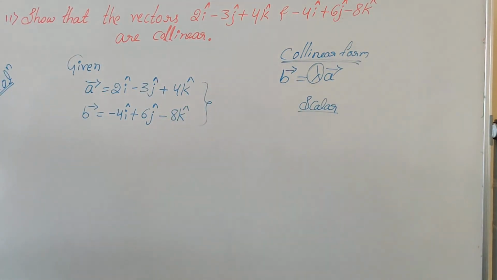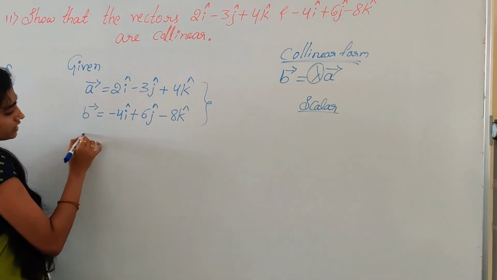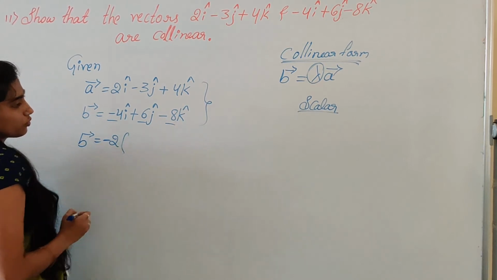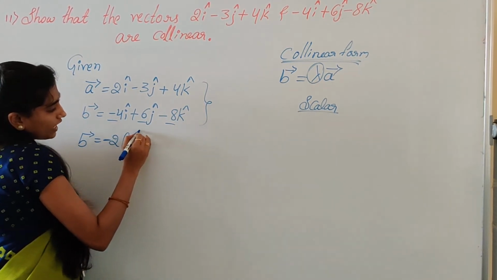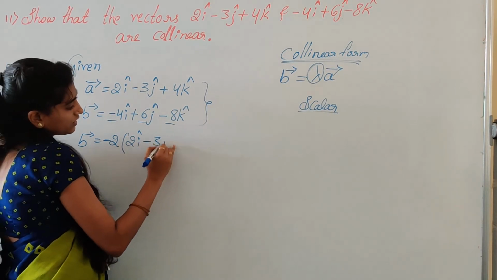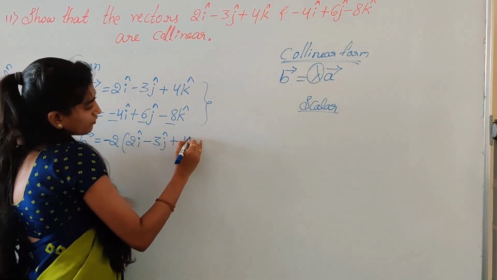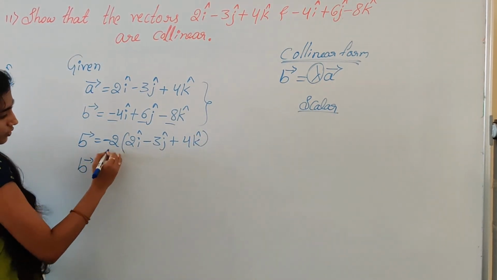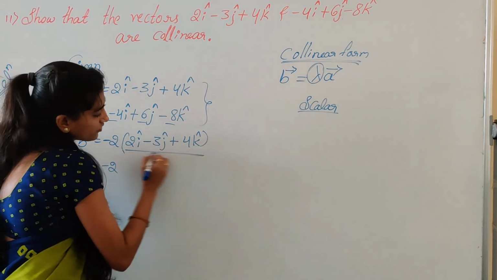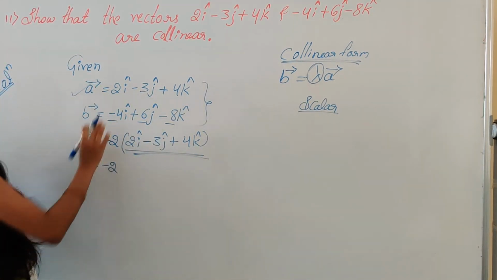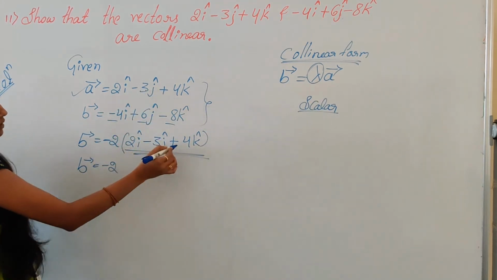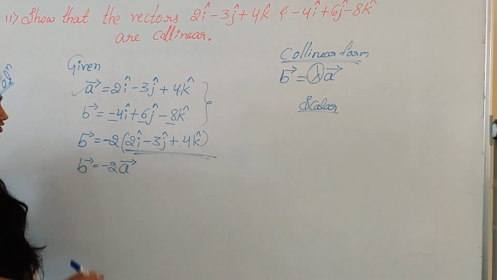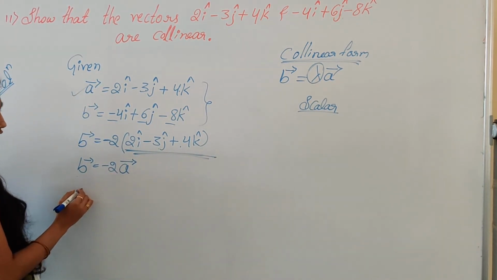Vector B is equal to lambda into vector A. Now check here, vector B is equal to, here the common term is minus 2, then remaining 2 I cap minus 3 j cap and plus 4 k cap, right? So vector B is equal to minus 2 as it is. This will be vector A. Vector A is equal to 2 I cap minus 3 j cap plus 4 k cap. In place of this one, write down vector A. So vector B is equal to minus 2 into vector A.